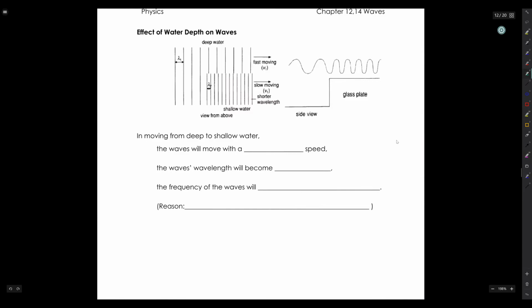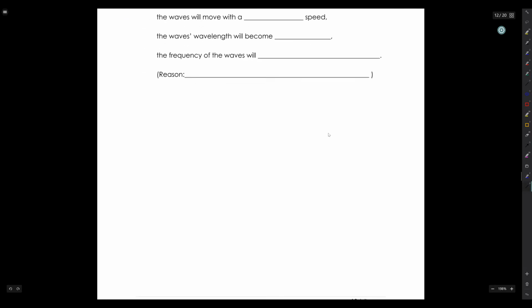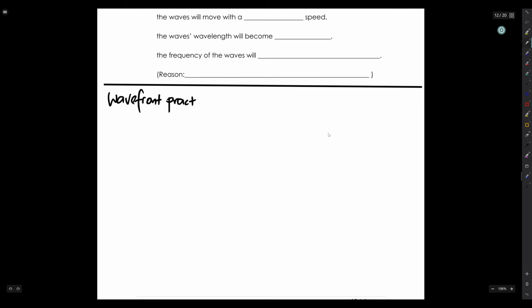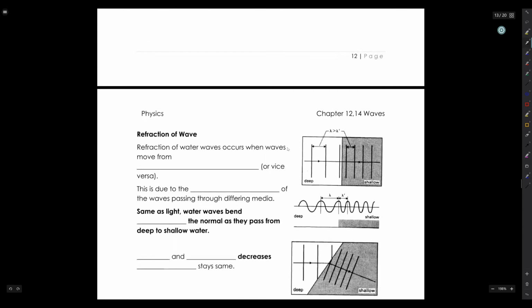What I want to do now is, you can cross out this part. I'm not going to teach this part. This part is for the pure physics students. Then I want you to draw a line here, just right here, as a wavefront practice. I'm going to go through one question with you, and then after that we'll end this video here.